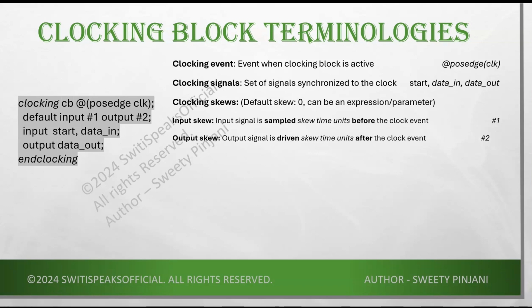Now, output skew. Since it is output, it refers to the output signal. The output signal is driven skew time units after the clock event. In our example, we have specified the default output skew as 2. Your output signal is data out. It means the data out signal, which is the output signal, is going to be driven 2 time units after your clocking event, which is the edge of clock.